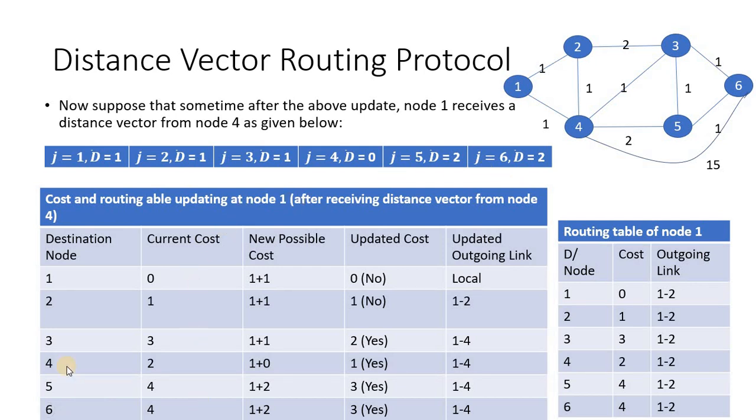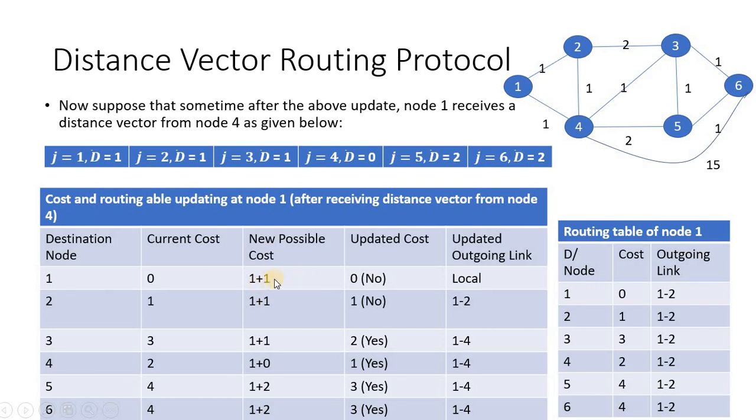We have constructed a routing table, that is the current cost, and new possible cost. So we'll have to compare it with this thing, node 4 now. So with this we'll have to compute the new possible cost. So with this we have just added 1, since the cost from 1 to 4 is just 1. This is the new possible cost.